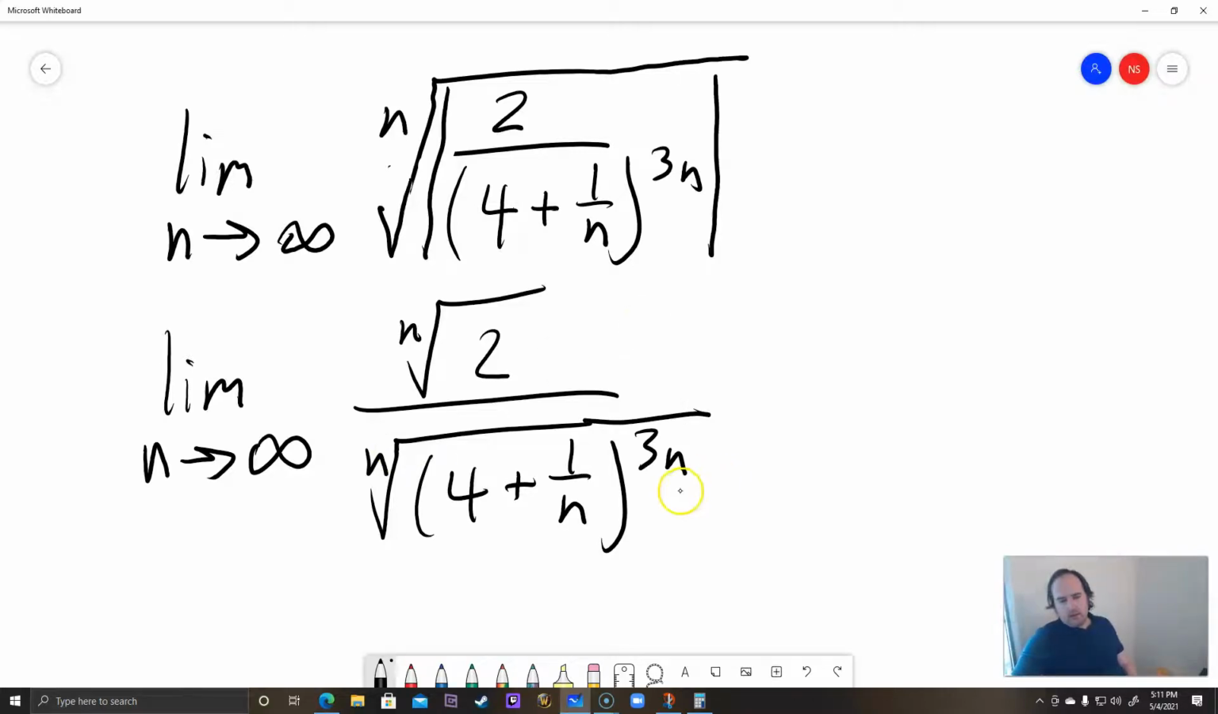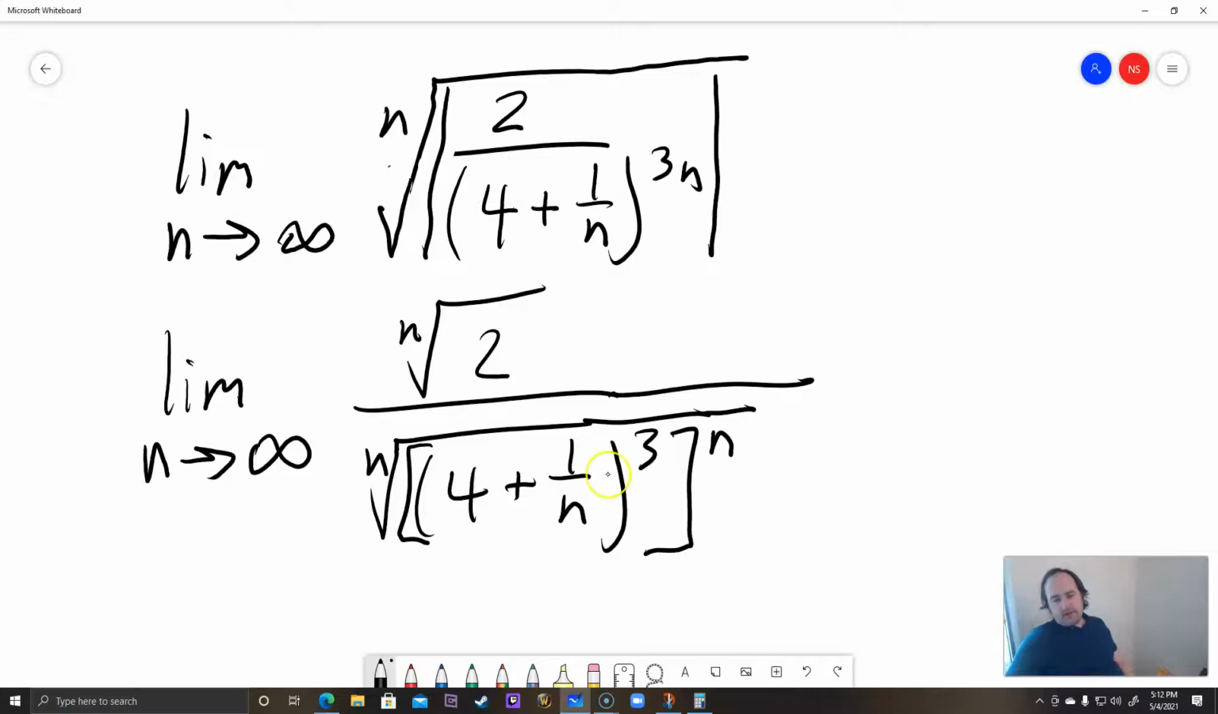Okay, and instead of writing 3n for our exponent, one thing we can do here is factor the n out and leave the cube on the inside. So that's what I'm going to do here. Instead of writing it down here as 4 plus 1 over n to the 3n, I'm going to go ahead and factor out the n. So I'm going to write it as 4 plus 1 over n cubed, and then I'll put brackets around it, and I'll factor out the n as the exponent.